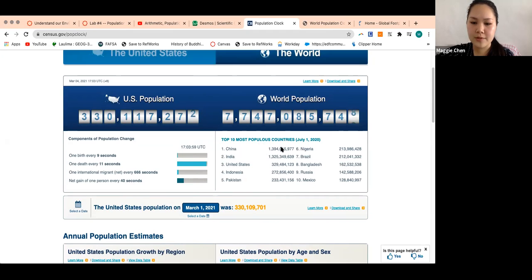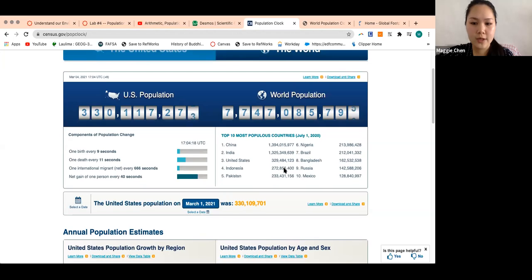The 10 most populous countries as of July 1st, 2020, are China, India, United States, Indonesia, Pakistan, Nigeria, Brazil, Bangladesh, Russia, and Mexico. Looking more specifically at the United States, we can see that this number as of July 1st, 2020, compared to now has changed quite a bit.